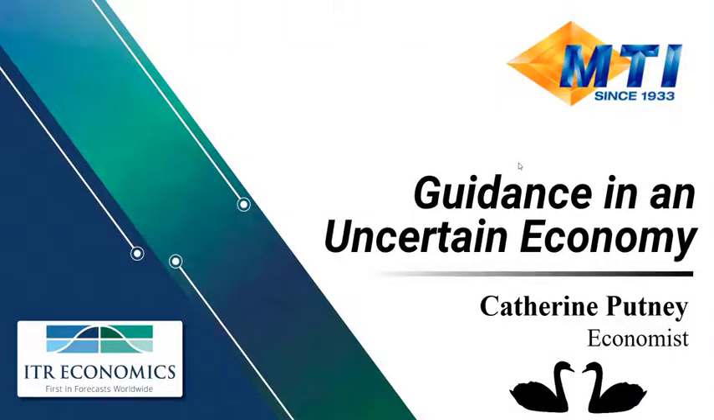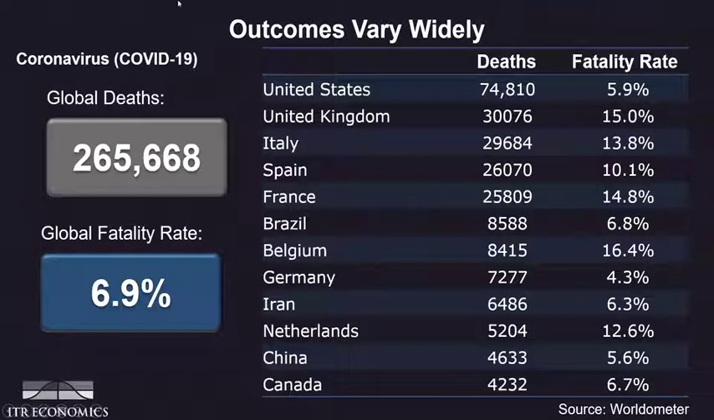So to begin, let's hop right into the coronavirus and the COVID-19 situation. Now, what we're looking at here is on that left-hand side, you can see the global deaths as well as the global fatality rate. And to the right, you'll notice each and every country listed, as well as their deaths and their subsequent fatality rate.